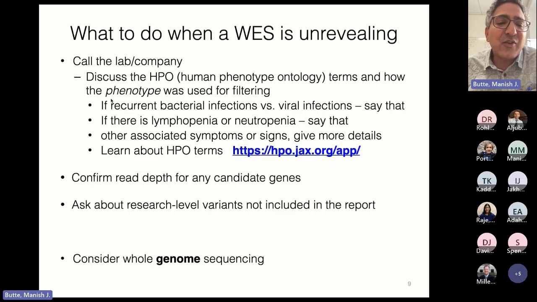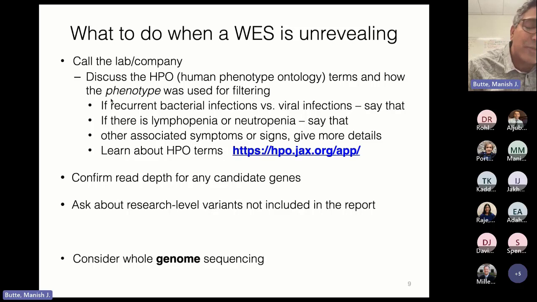You can also ask them if they can include any variants in genes that aren't clinical genes, not the 500 known IEI genes, but the thousands of other genes that are adjacent to them. You can ask them to include those genes in the report so that you might be able to get a better chance of a pathway that's affected, even if it's not a known gene. And you could also move on to exome sequencing, to genome sequencing, if exome is just unrevealing.